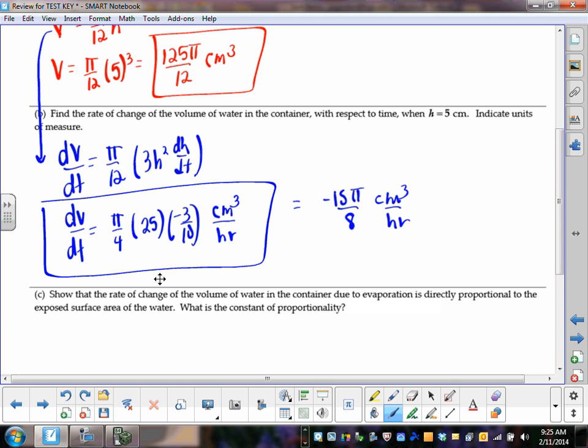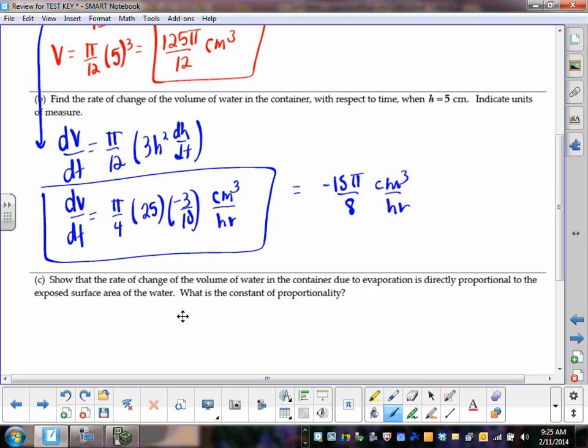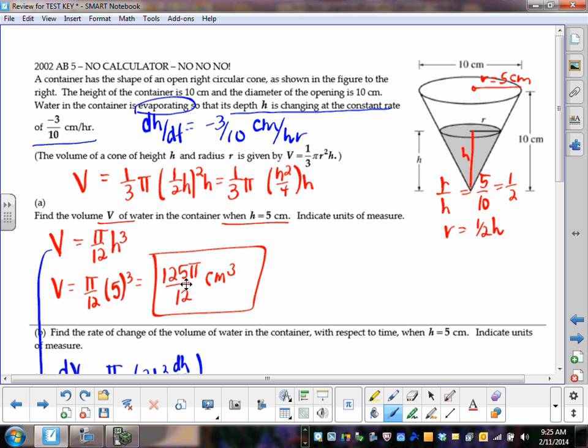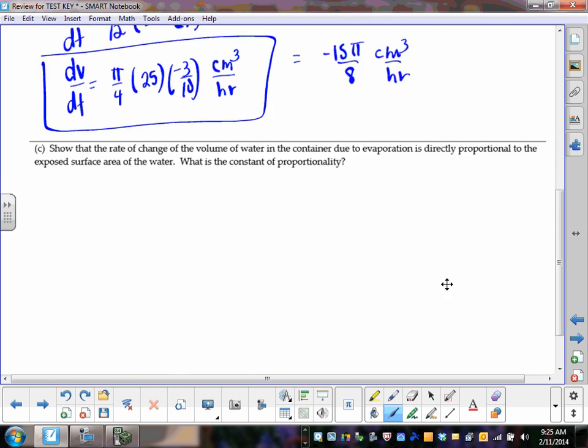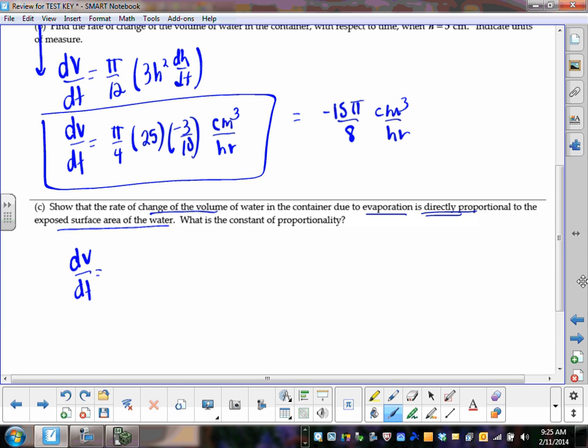Now the next part says show that the rate of change of volume of the water in the container due to evaporation is directly proportional to the exposed surface area of the water. The exposed surface area is talking about just the circle on top of the water that's touching the air. So what we want to do is show that the change in volume is directly proportional to the exposed surface area of the water. Okay. We already have dV dt is equal to pi over 4 h squared dH dt from right up above.